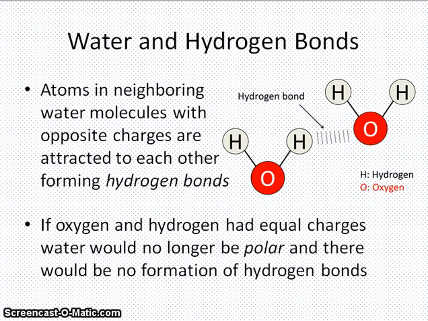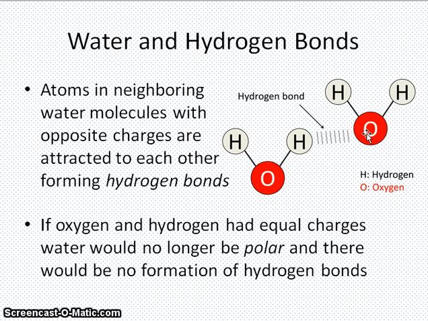So water-hydrogen bonds, which is a huge concept. Basically, atoms in neighboring water molecules with the opposite charges, the slight negative and the slight positive, will be attracted to each other and form these things called hydrogen bonds. So here, the hydrogen atom and the oxygen atom are going to form a hydrogen bond by that attraction.